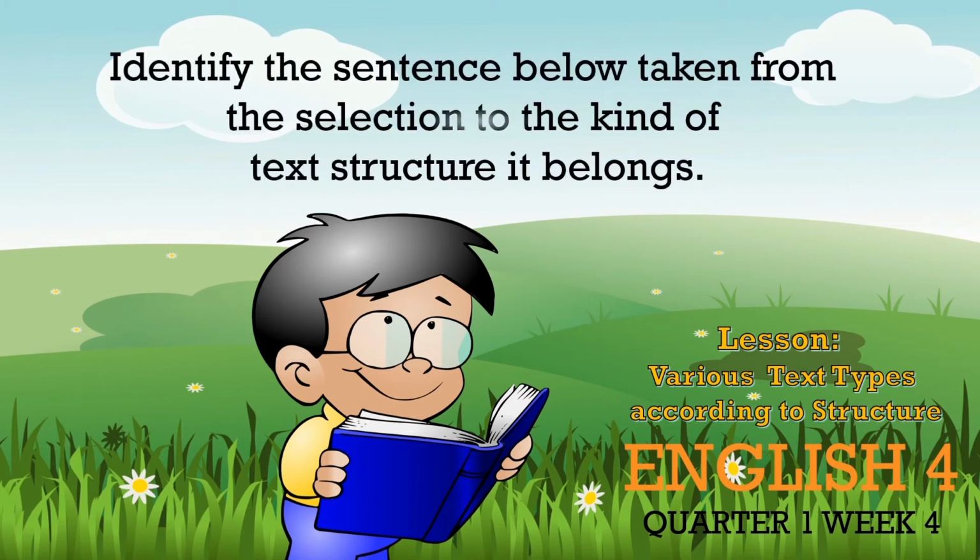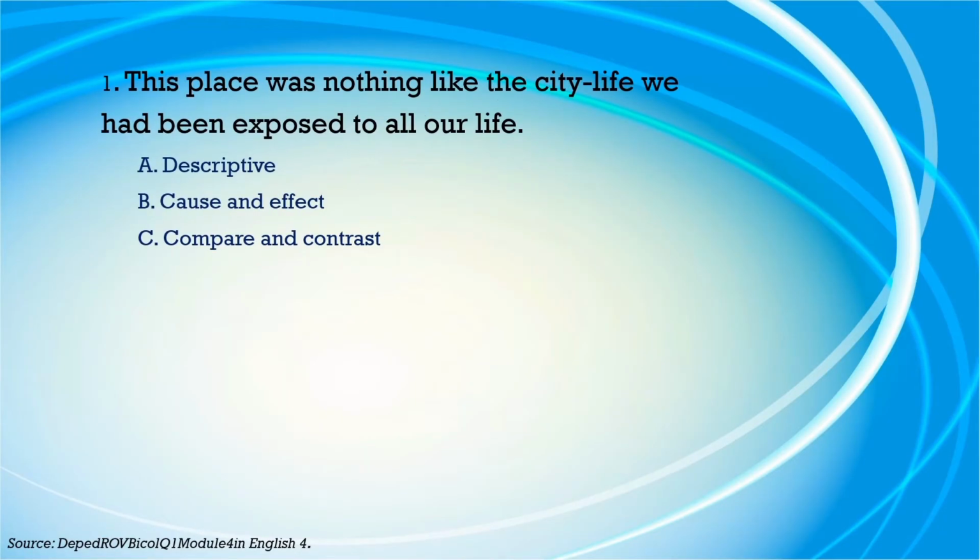Let's do this activity about the story. Identify the sentence taken from the selection to the kind of text structure it belongs. Number 1. This place was nothing like the city life we had been exposed to all our life. Letter A, descriptive. B, cause and effect. C, compare and contrast. The correct answer is compare and contrast.